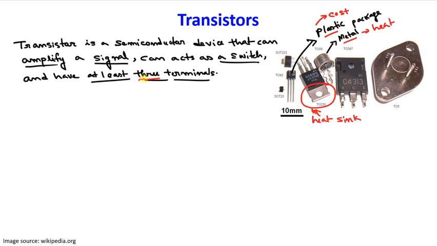Also, we have mentioned the transistor should have at least 3 terminals, but in many transistors, as for this one, you can see only 2 terminals are shown. So for this type of transistor, the metal package body terminal will act as the third terminal. Fine.